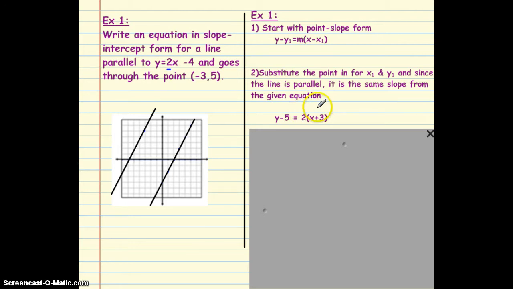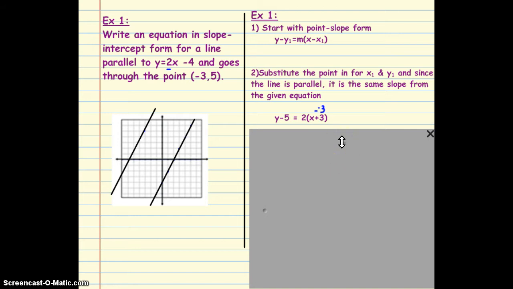Parentheses, then we've got our x minus x1. Well, minus, and our x1 is -3. Remember, when you subtract a -3, it means the same thing as adding. Subtracting a negative is adding, so we can just turn that into +3.